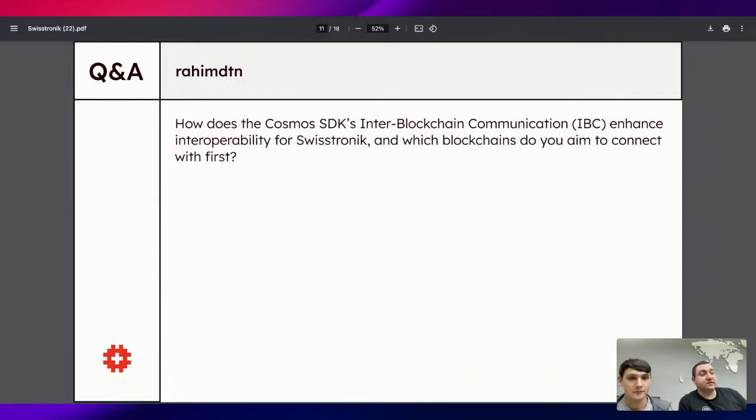Next question comes from Rahim DTN. How does the Cosmos SDK's inter-blockchain communication enhance interoperability for Swisstronic, and which blockchains do you aim to connect with first? In the first place, IBC actually connects all the Cosmos-based blockchains between each other, which is quite important. And also, the way Cosmos is standardized lets us reuse the same features of different blockchains in different environments. However, we also use Hyperlane to be interoperable with other chains which are not Cosmos-based, specifically the EVM ones. In this way, we are already connected to all the Cosmos and EVM chains.